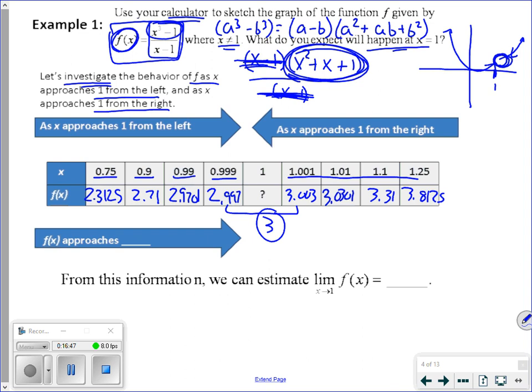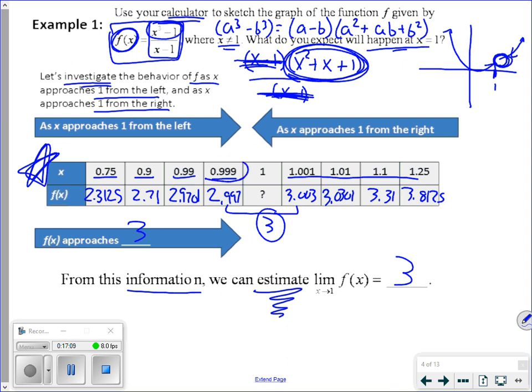Okay. So f of x is approaching 3. From this information, we can estimate that the limit of f of x as x approaches 1 is indeed 3. Now, this right here was nothing more than just a little investigation tool to show you how a limit works. It's getting closer and closer to the same value from the left and right.